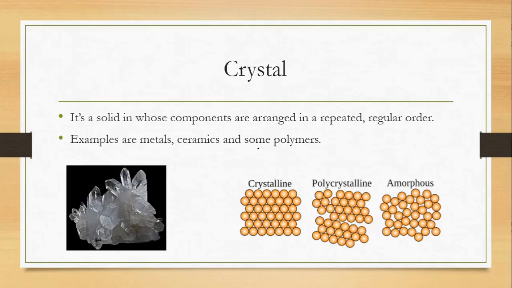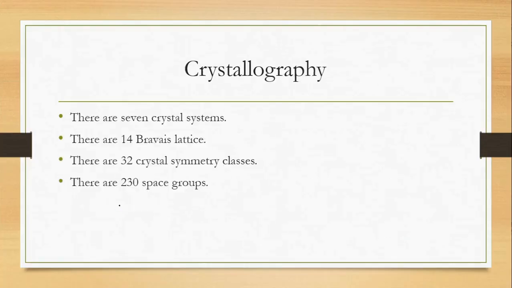Now the next part we will discuss is what a crystal is. In this definition, we are saying that the components, as in the atoms, the ions, or the molecules, are arranged in a repeated regular order, like this picture below. And examples of crystals are metals, ceramics, and some polymers. So this is a single crystal. This is a polycrystalline, as I mentioned. See, they're all in different directions. Amorphous has no such order, and this is a picture of a quartz crystal. And you can see that they have these regular geometric shapes.